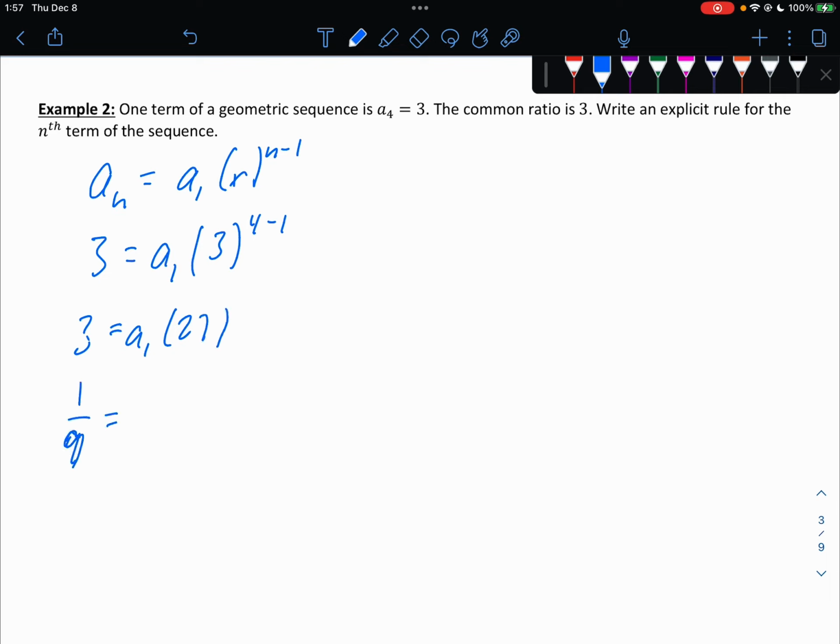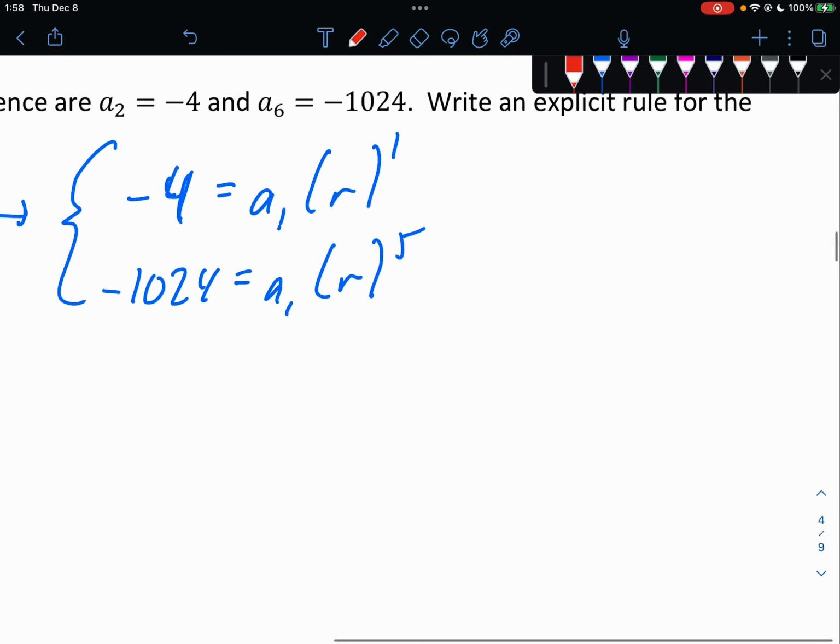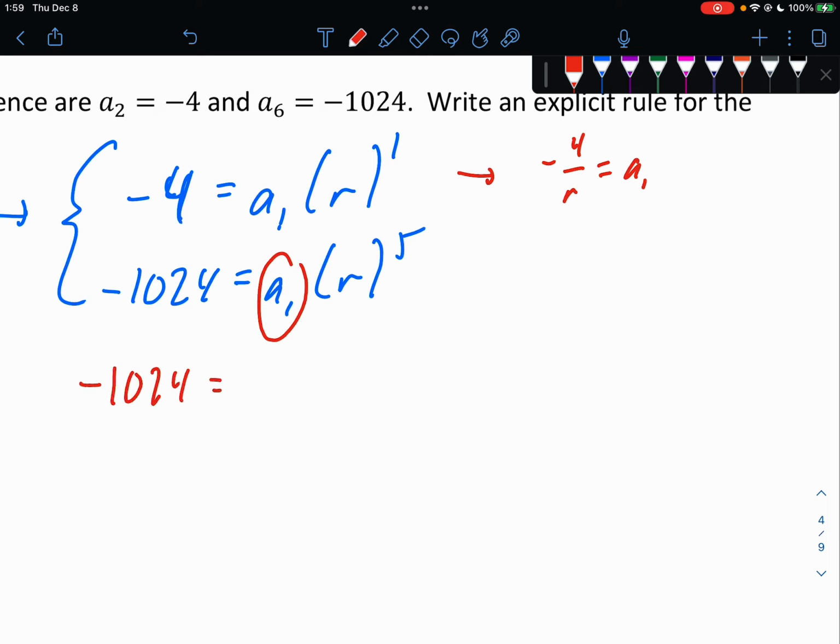Okay, so now we solved yesterday by elimination. This one we're going to need to solve by substitution. So I'm going to solve one of these for A1, your choice. I'm going to solve this one for A1. -4 over R equals A1. And you're going to take that and put it in here for A1. So -1024 equals -4 over R times R to the 5th.